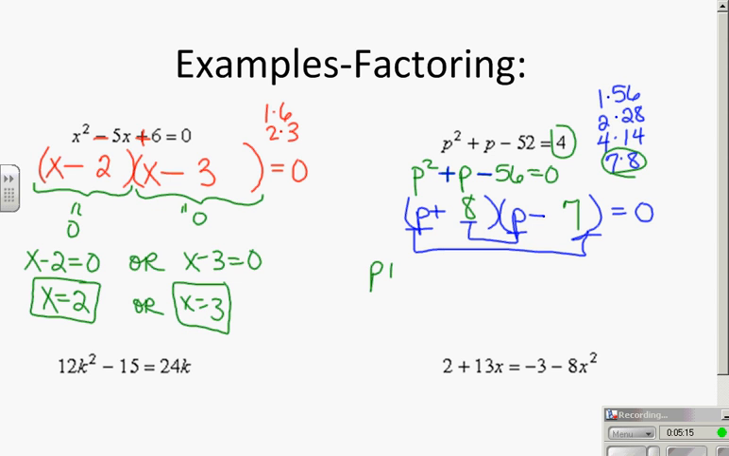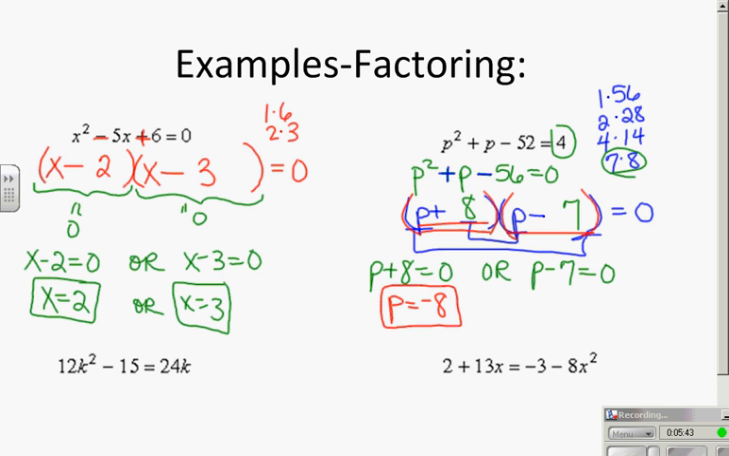Apply the zero product property, p plus 8 equals 0, or p minus 7 equals 0. Because again, if the first quantity equals 0, it doesn't matter what's in the second quantity because 0 times anything is 0. If the second quantity is 0, it doesn't matter what's over here because 0 times anything is 0. Subtract 8 from both sides. p equals negative 8 is one of my values. Add 7 to both sides.